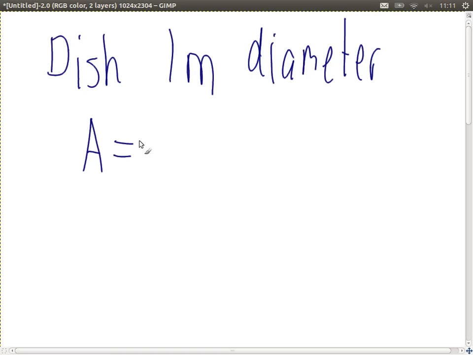No, not 2 pi. Pi r squared. What's the radius? Well, our diameter is 1 metre. The radius is half a metre. Half squared. So there's our approximate area of this parabolic dish antenna.